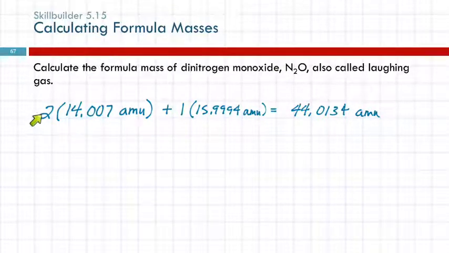When I multiply this by 2, I get 28.014. That's got 3 decimal places. This has 4 decimal places. If I'm going to follow the rules of significant figures, this would have 3 decimal places. We are going to calculate a lot of formula masses and later molecular masses, which is the same process. So I'm going to give you a shortcut for sig figs on these sorts of calculations. Just go to the same decimal place as whichever one has the fewest.